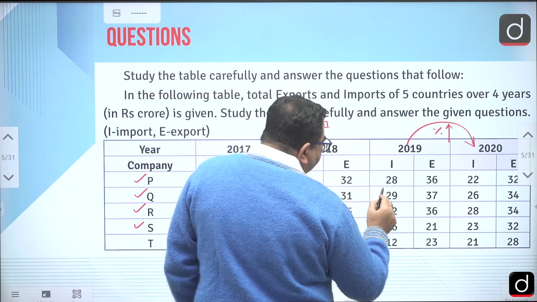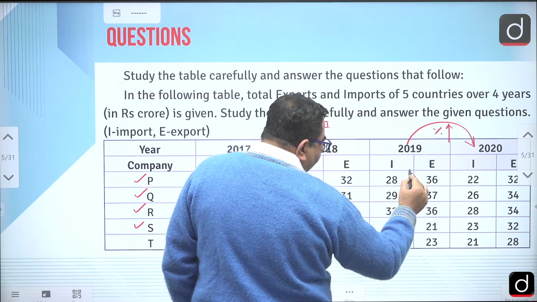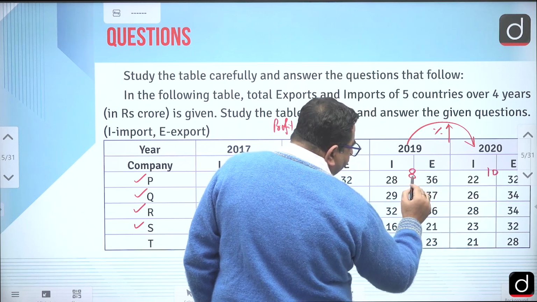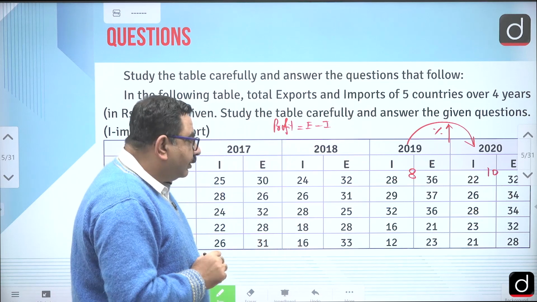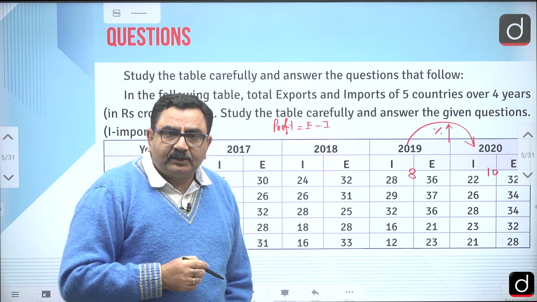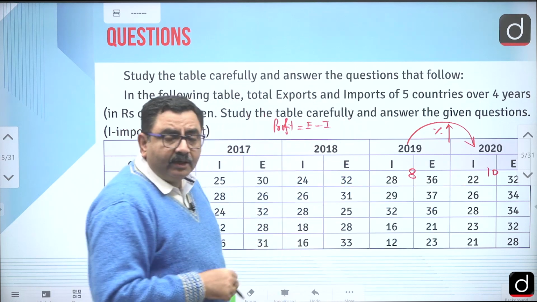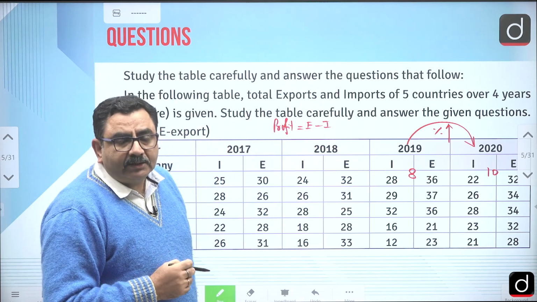So here can I say 36 minus 28, right? So this is 8. This is 32 minus 22, that is 10. So 8 to 10 percentage increase we have to check, right? But before finding out percentage increases, it is not at all necessary that we write the data and calculate that. Maybe it is possible that after writing all the data, we can have the answer easily.